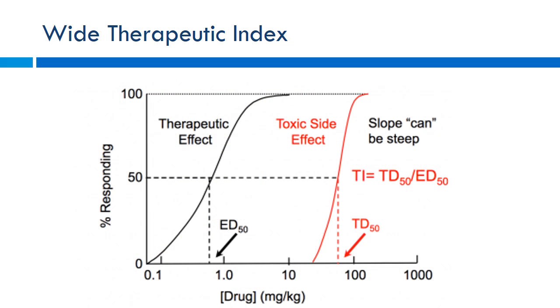Again, this would be an example of something that can have a wide therapeutic index, but note that the slope can be pretty steep, to where once you hit that critical point, even small changes in dose can lead to big changes in either the efficacy or the toxicity. And those are the drugs we're more likely to do therapeutic drug monitoring on, when there's more patient variability, or there's a high risk for toxic effects.